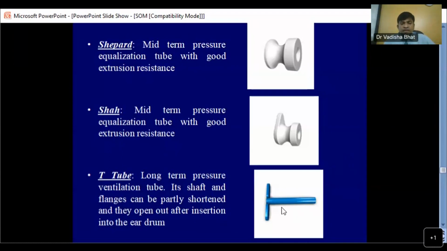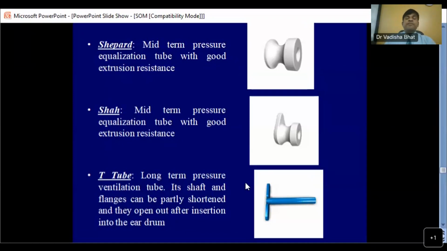It has a shaft and flanges, and these flanges can be shortened and are inserted after the myringotomy, and when you release, the flanges will open and the tube will remain for the long term. So, this is the advantage of having a T tube in patients with a cleft palate.